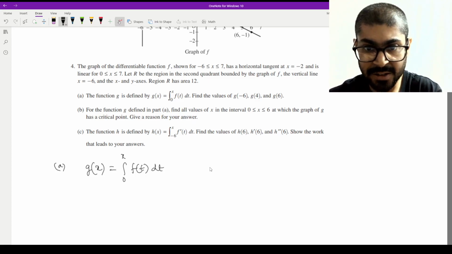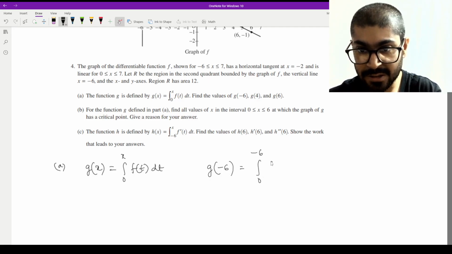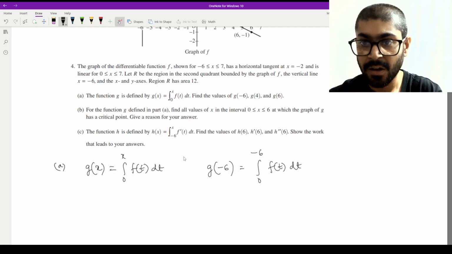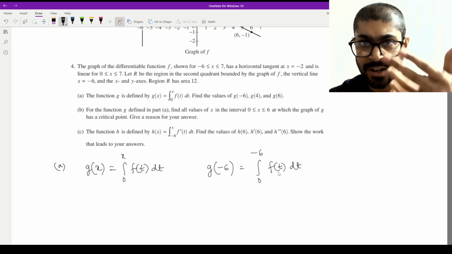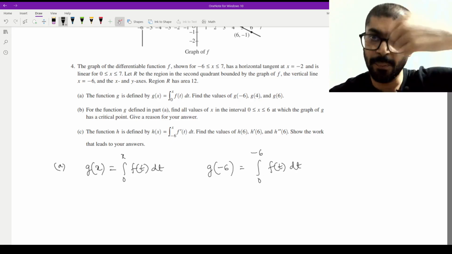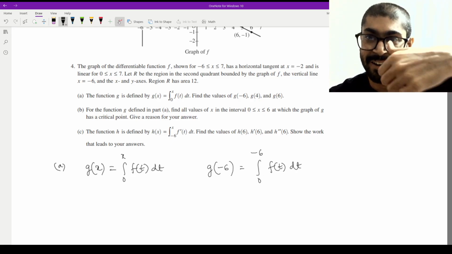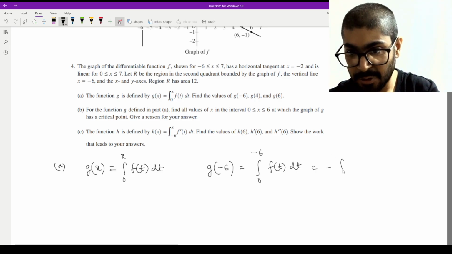Now g of -6 can be defined as, just putting the value of x equal to -6, the integral from 0 to -6 of f(t) dt. The integral from 0 to -6 of f(t) dt will be the area under the curve, right? Now 0 to -6 is the same as the negative of the integral from -6 to 0, isn't it? We would be going from the lower value in the lower limit to the upper limit, but here the lower limit is more than the upper limit. That should not be the case, right? So we will reverse the integral. It's very easy. We will just put a negative here and then write the integral from -6 to 0 of f(t) dt.